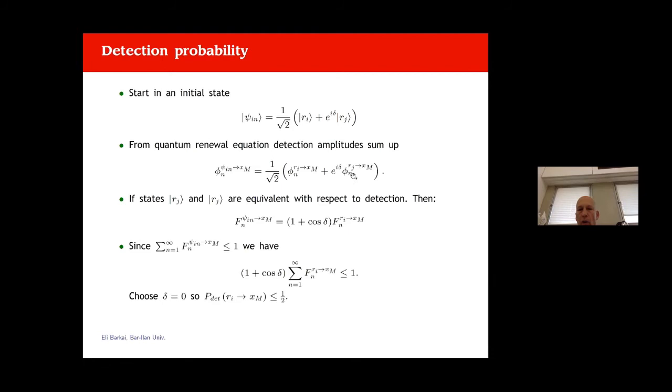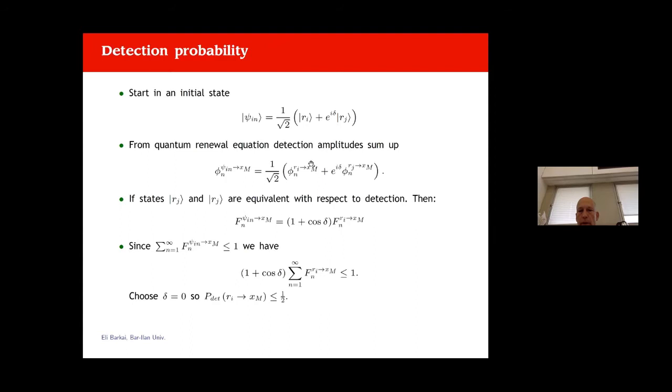Now, if these two states, Rj and Ri, are equivalent with respect to the detector, like there is a symmetry, so these two starting points are different, but from the point of view of the detector they are the same, then the total probability of this auxiliary wave function, the probability to detect for the first time F_n, is given by this expression, where I can choose either Ri or Rj. Now, the point is that the sum of the probabilities of starting with this auxiliary initial condition is always less than one. Therefore, I get this bound that the sum over starting on one of these two initial states has to be less than one, and here enters the phase.